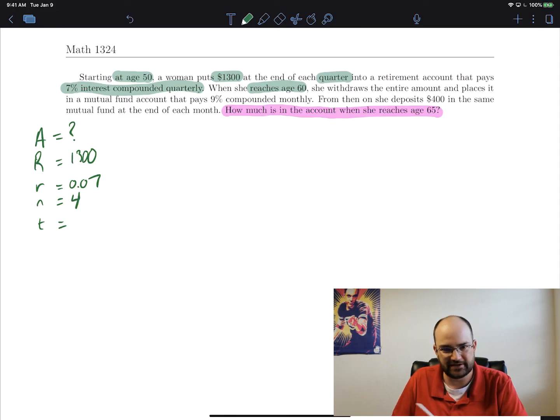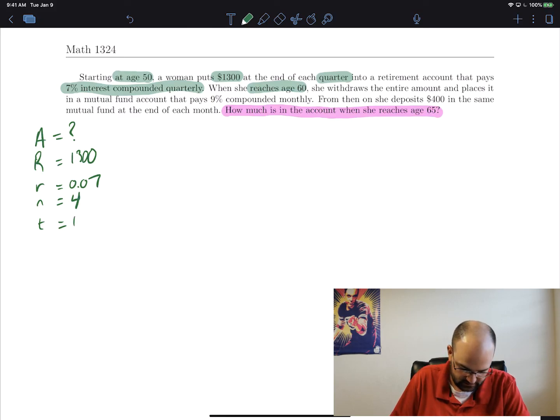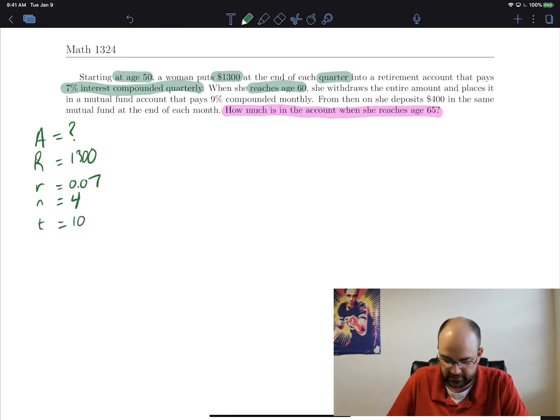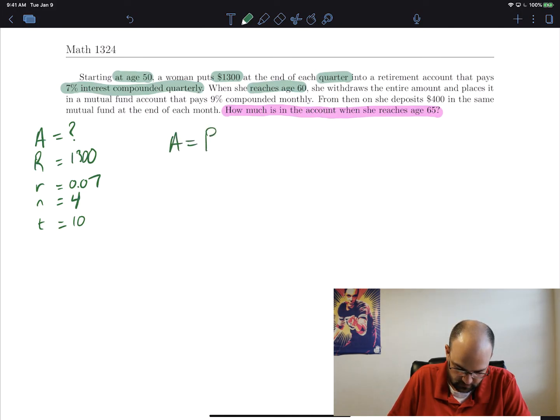Well, what's 60 minus 50? That'd be 10 years. In other words, she starts at age 50, goes to age 60. That's 10 years. So the formula is this. And then just type in our values.